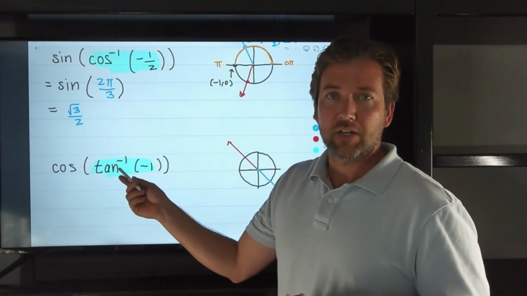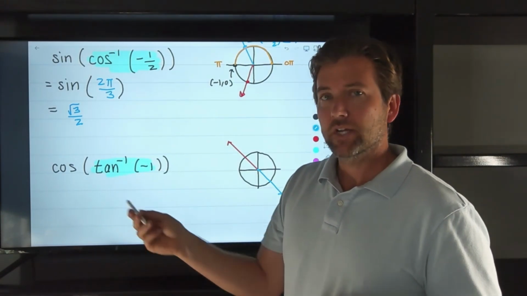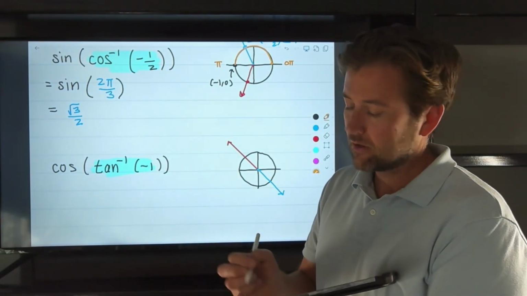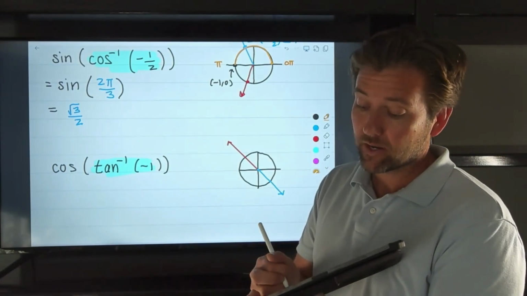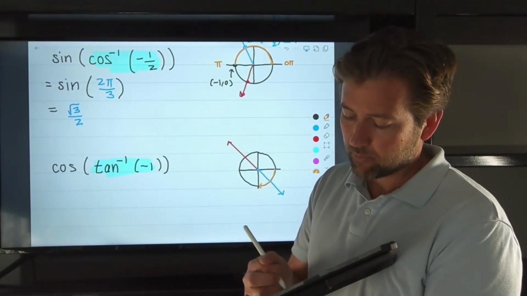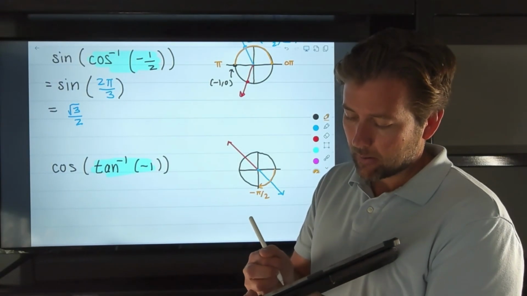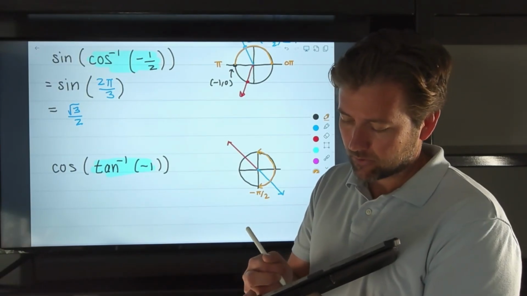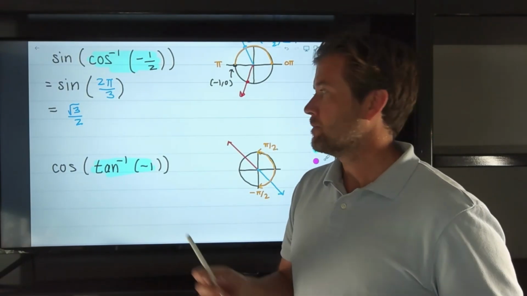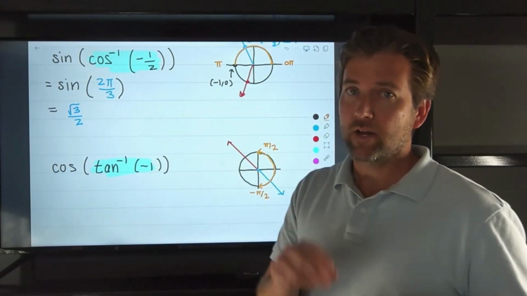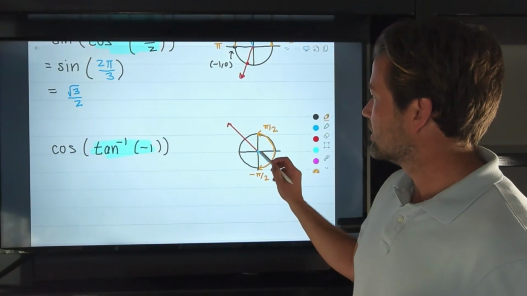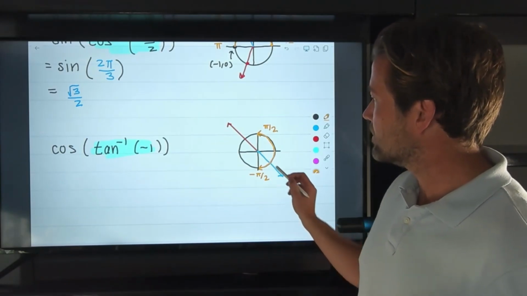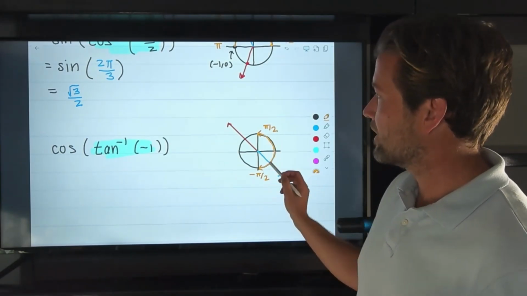Now, from a previous lesson video, you have to know that arctangent of a value has to output a number or an angle between -π/2 and +π/2. It's an inverse trig function, so it can only have one output. So this angle in blue is in between -π/2 and π/2.